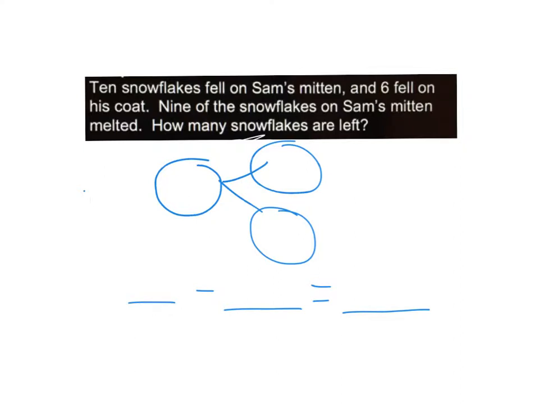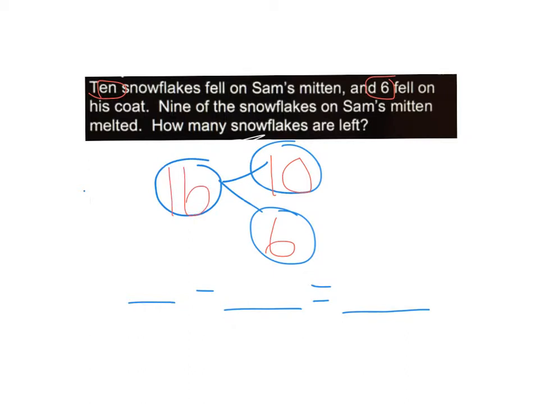To find out how many snowflakes fell all together, I know that I have two parts that I need to add together. So the first number that it says is the number 10. 10 snowflakes fell on Sam's mitten, and 6 fell on his coat. So I know that 10 fell on his mitten, and 6 fell on his coat. Think for a minute to figure out what 10 and 6 will make when I put it together. Did you say 16? I thought so.